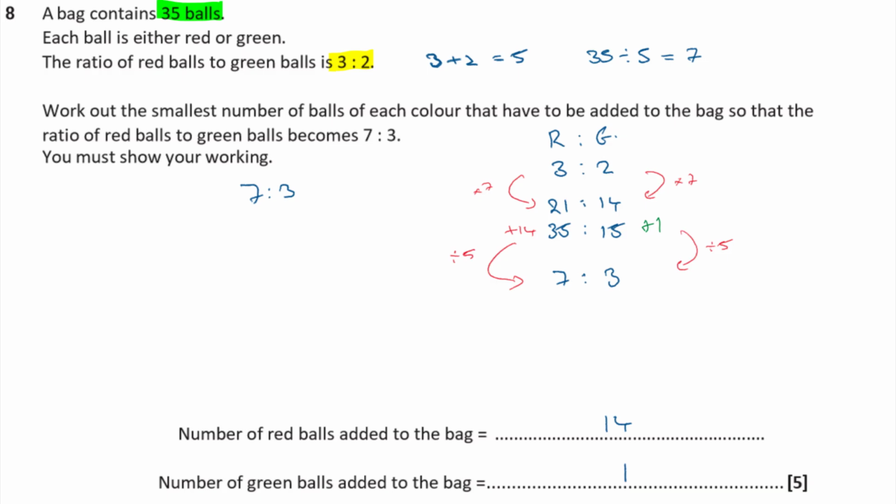So altogether, we added 15 balls. I think that is the smallest way of doing it, because literally I only had to add 1 green ball to get 15. Any other multiple of 3, I'd have ended up adding more green balls, and therefore a lot more red balls. So that is definitely going to be the smallest addition. So yeah, feeling good about that answer. 14 and 1.